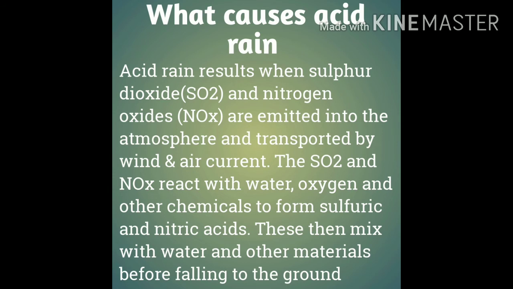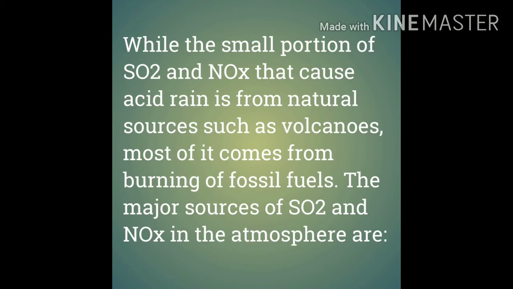Acid rain results when sulfur dioxide (SO2) and nitrogen oxides (NOx) are emitted into the atmosphere and transported by wind and air currents. The SO2 and NOx react with water, oxygen and other chemicals to form sulfuric and nitric acids. These then mix with water and other minerals before falling to the ground.